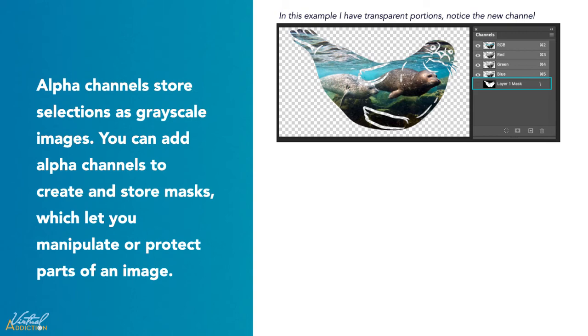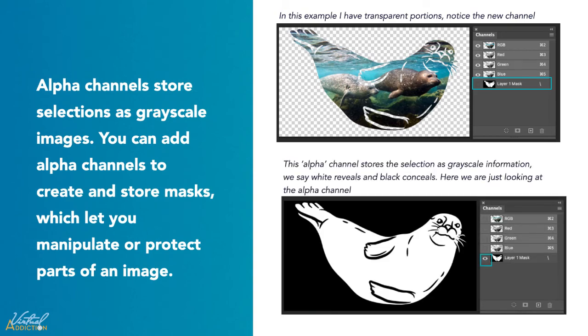In this example, I've created an alpha layer mask that is only revealing the harbor seal image in the shape of the seal. The rest of the information in my image is now transparent. If we simply turn on the layer mask and turn off all the other channels, we'll see a black and white representation of what the mask looks like. When we're working with alpha masks, we say that white reveals and black conceals.